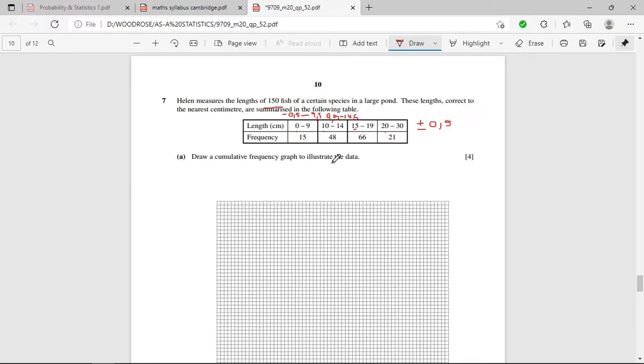Right. Then the next step, you have to come up with a cumulative frequency. How do you come up with a cumulative frequency? So this is our cumulative frequency.